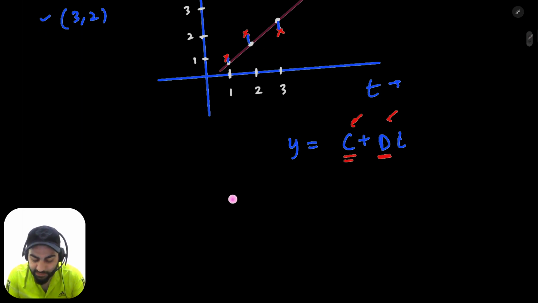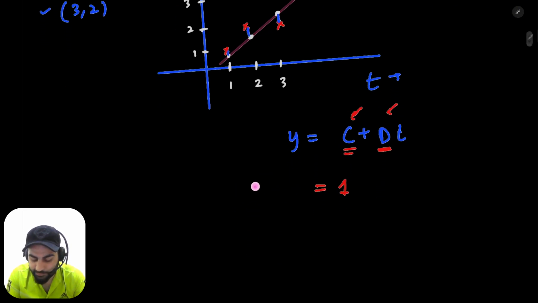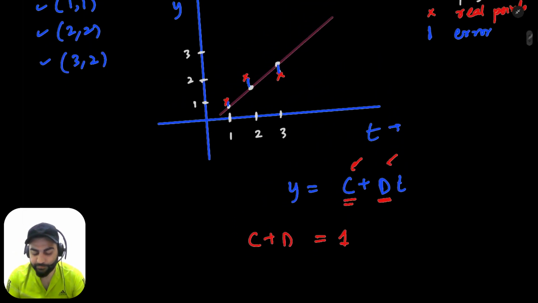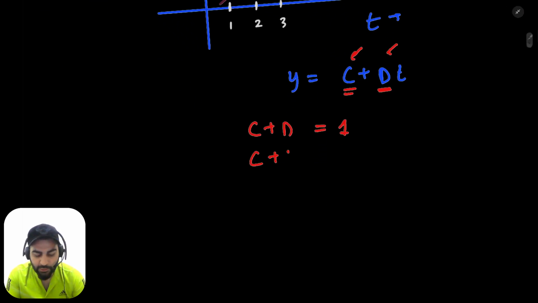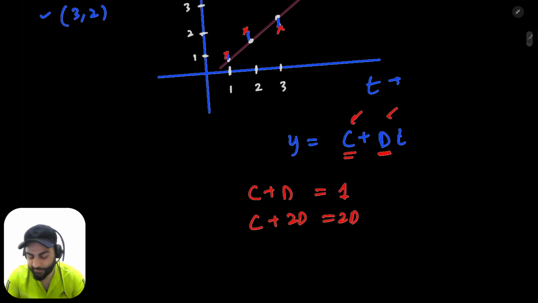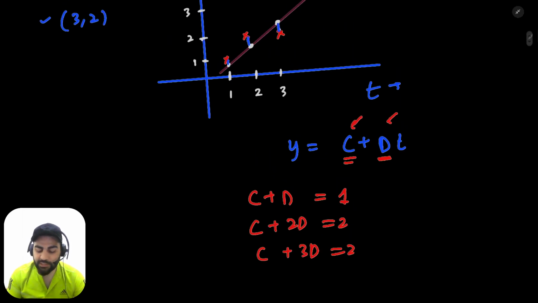This basically says c plus dt is equal to 1. What's the value of t? Basically t is equal to 1, so c plus d is equal to 1. That's the first point. This is the representation of this point. What's the representation of the second point? c plus 2d is equal to 2. This point is represented like this. Then what's the representation of the third point? That is c plus 3d is equal to, sorry, this is 2. So these are the equations of the 3 points.